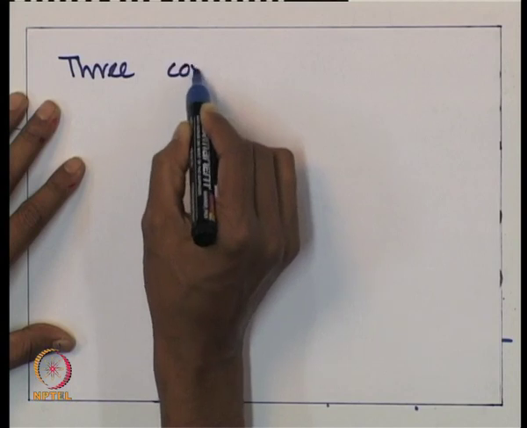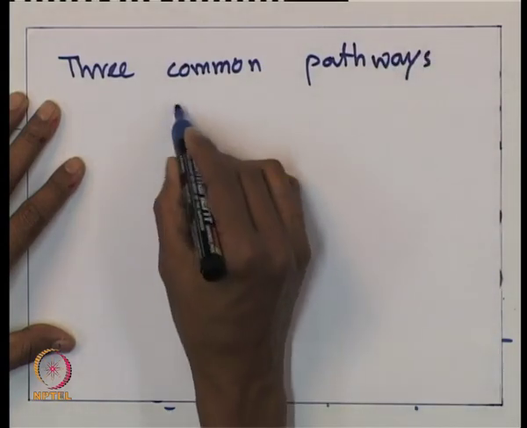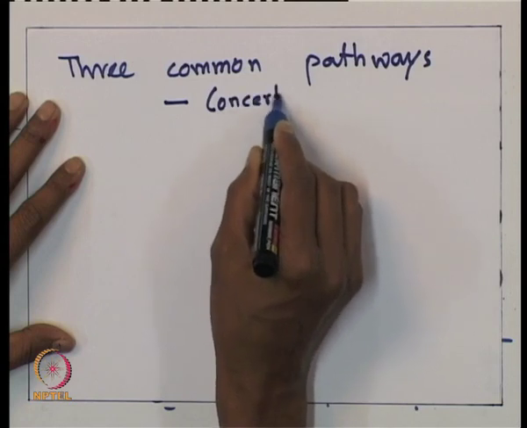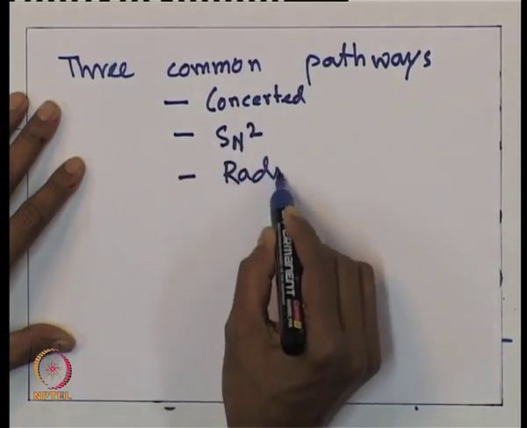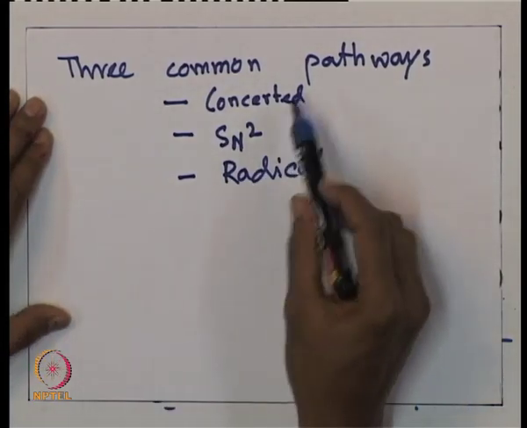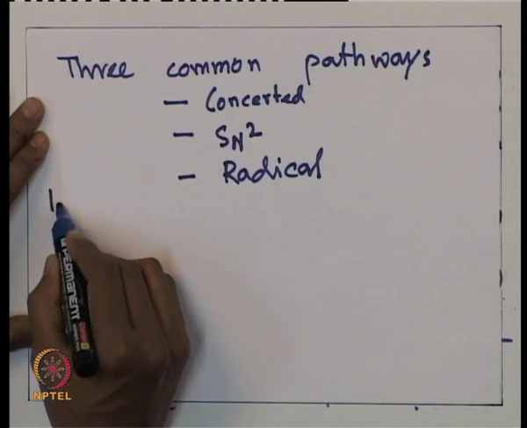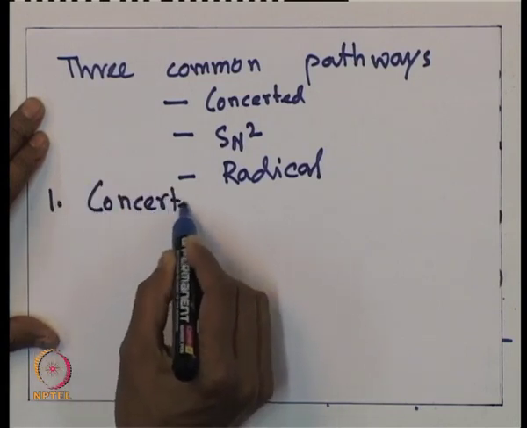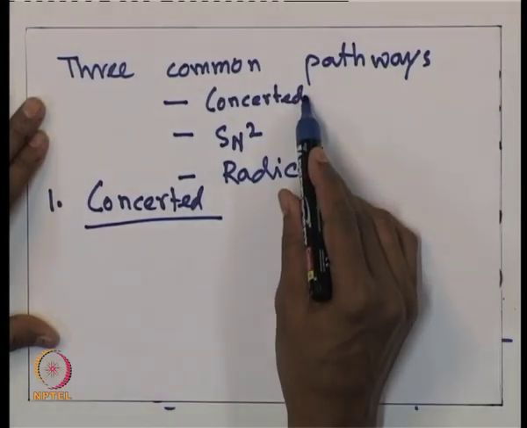Now, there are 3 common pathways by which oxidative addition can occur. Let me write them down. One could be concerted, another could be SN2, and the final one could be a radical one, right. 3 different pathways exist. Today's class mainly we will discuss these different modes of oxidative addition. The first one is the concerted pathway.